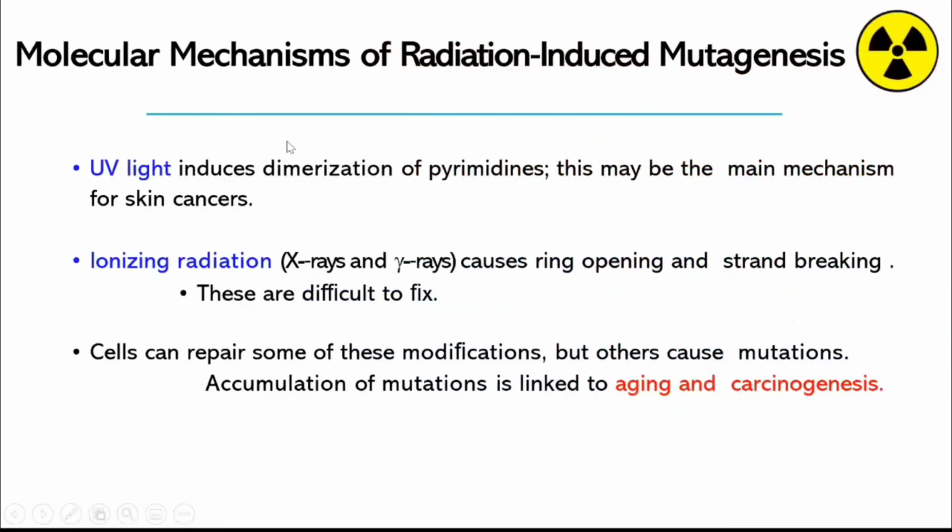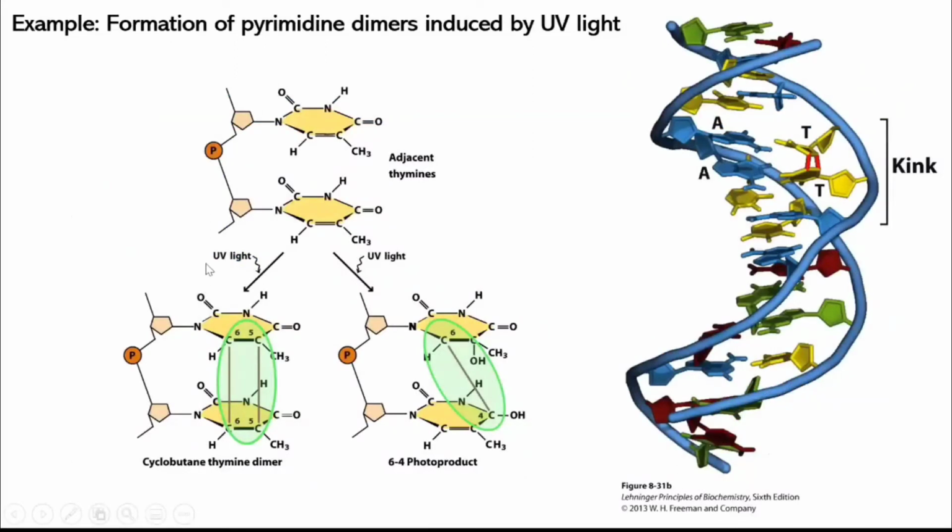Okay, so there is UV light, there is ionizing radiation. They can cause the rings to open up or strands to break. And they're not very easy to fix. And like I said, they can lead to different conditions. So here is an example of what can happen: formation of pyrimidine dimers induced by UV light. And that's why they say you shouldn't be out in the sun for too long, or it can result in those kinds of dimerizations. These dimerizations, when unrepaired, can result in skin cancer. Okay, so those are the kinds of problems that can happen.